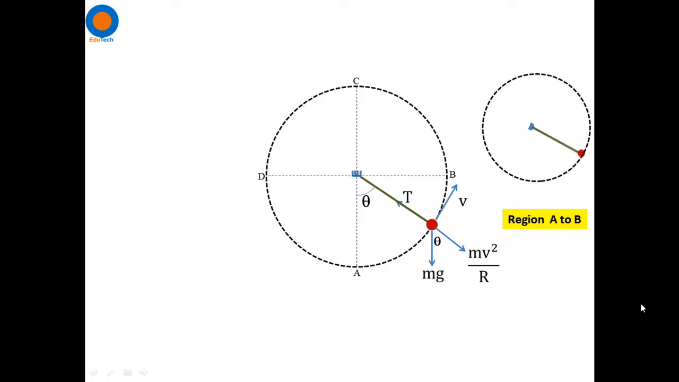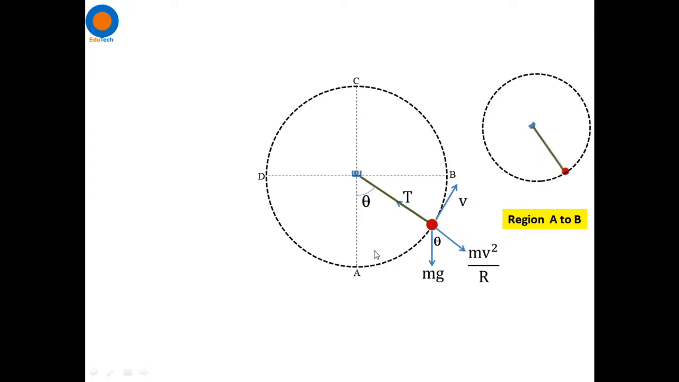See here, first we will discuss about the region A to B. The particle is here at this point, and the forces acting on it are the tension T, the gravitational force mg, and centrifugal force mv square by r. I have taken mv square by r, saying it as centrifugal because it will be easier to solve. You can say it as centripetal also. I will be taking it as a centrifugal force. Getting it? From A to B, you see this one.